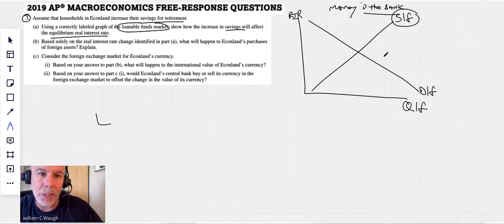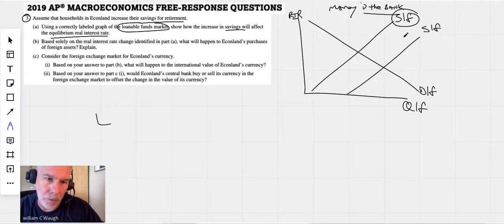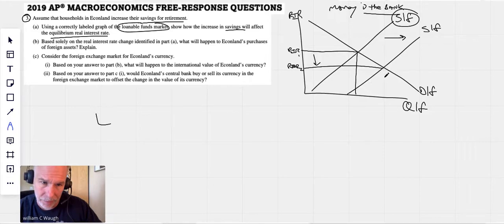So your supply of loanable funds is going to increase. It's going to shift to the right. So we're going to get this increase of money in the banks. What that's going to do is drive down your real interest rate. Let's just do IR. You could probably get away with IR1 and IR2. Doesn't matter. We're cool here as long as we know what we're doing. Arrows. Don't forget the quantity of loanable funds.